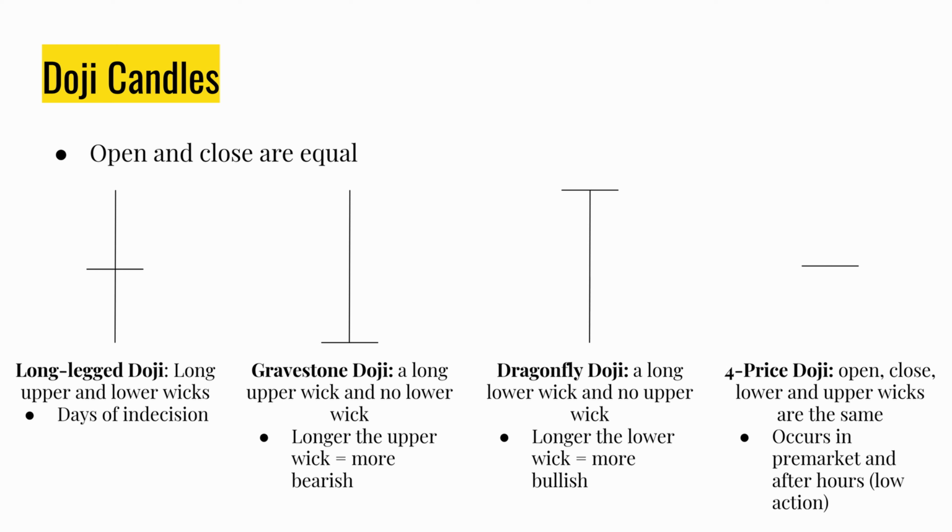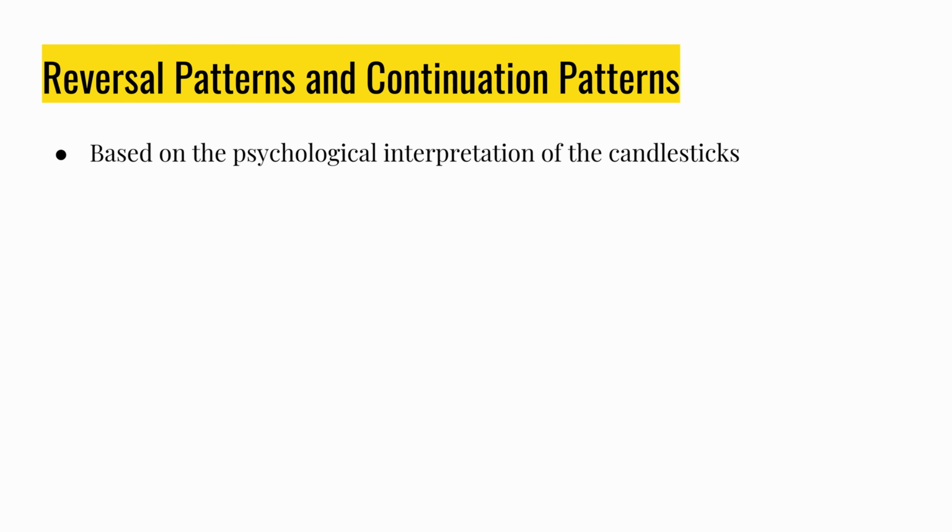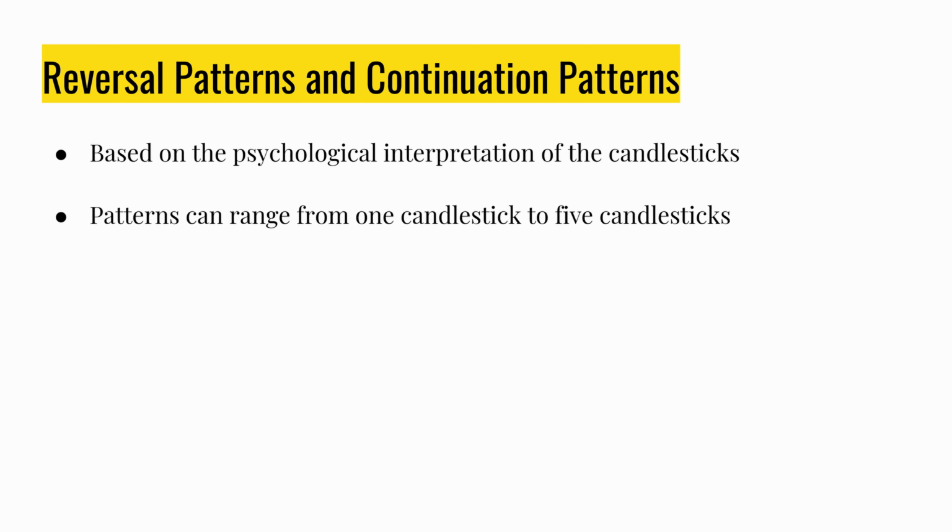These are usually produced in pre-market or after hours when there's low action and maybe a single person bought during the period. Now that we know how to categorize candlesticks, let's get into how to read candlestick patterns. Candlestick patterns are based on psychological interpretations of candlesticks. Patterns can range from 1 candlestick to 5 candlesticks.